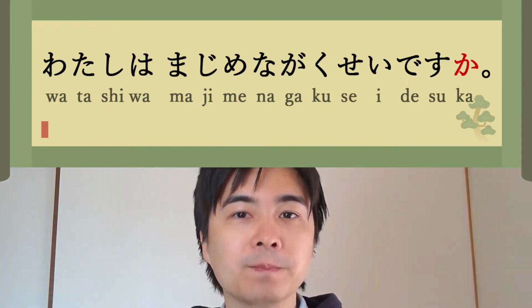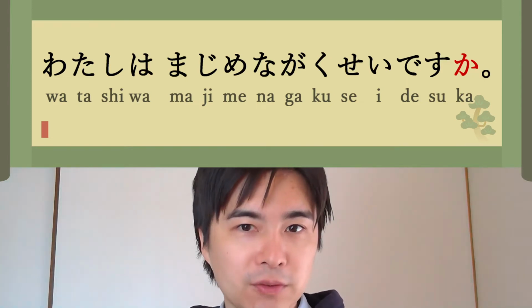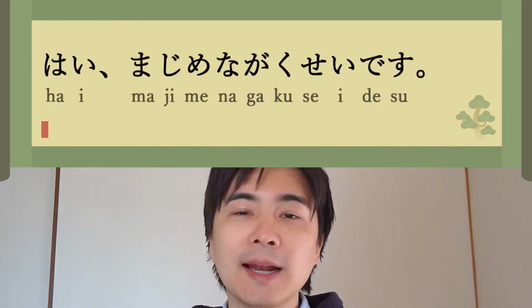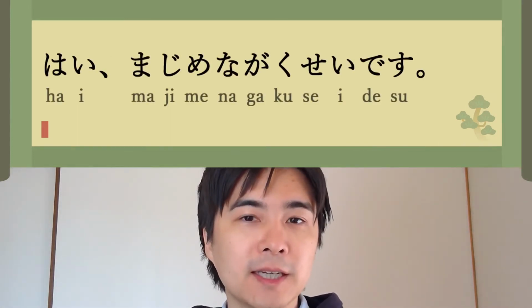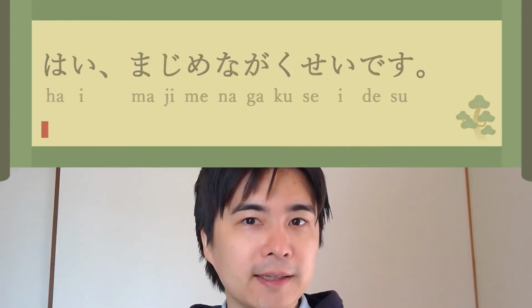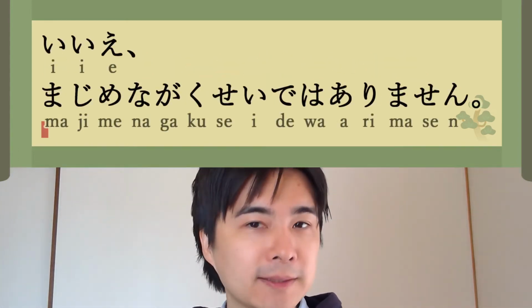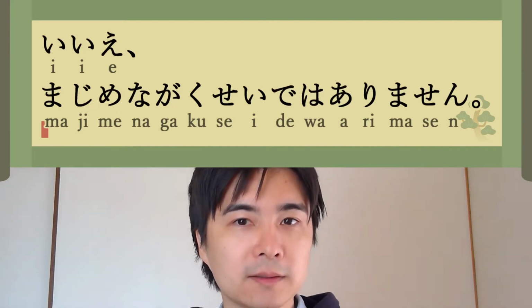end of the sentence. And when you answer this question, you can say はい、真面目な学生です。It means yes, you are. Or you can say いいえ、真面目な学生ではありません。It means no, you are not. Okay, in this chapter, I explained how to use Japanese adjectives. Japanese has two types of adjectives. They are Na-adjectives and I-adjectives. And both of them can modify a noun right after them. So now, let's learn some sentence patterns using the Japanese adjectives.